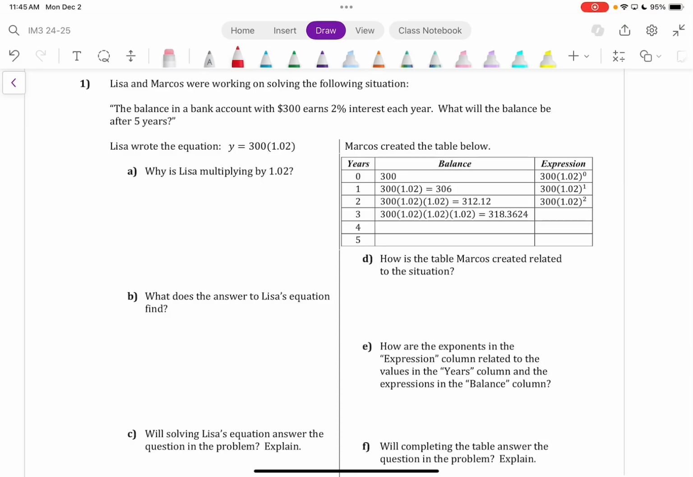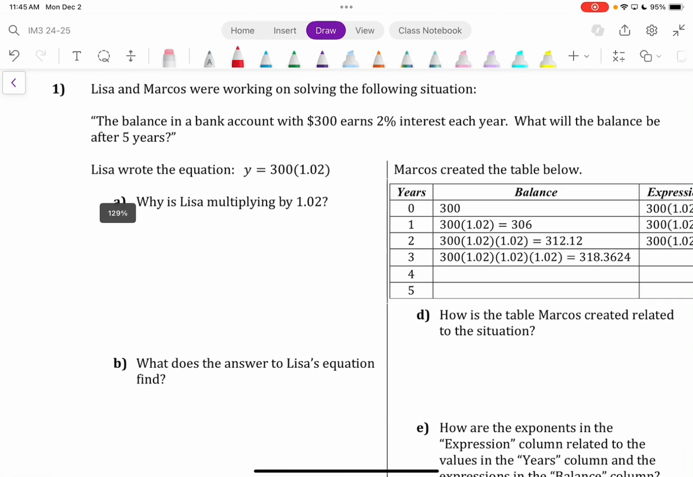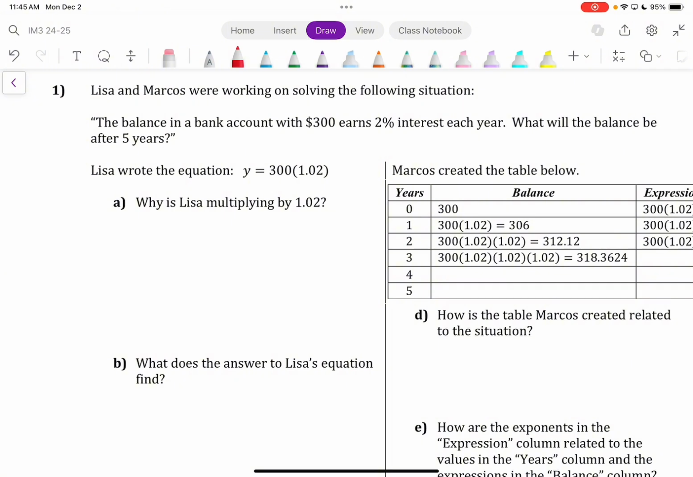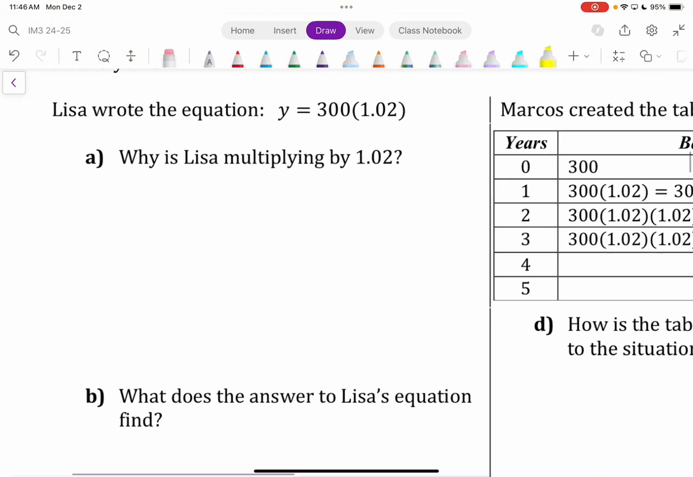Okay, so before I let you guys move on to the next question, I would like to go over part of this one just to make sure we're all on the same page of what I want you guys to accomplish or to learn from this example. Now, the task at hand, once again, was the balance in the bank account with $300 earns 2% each year of interest. Let me highlight that, 300 and 2% interest. What will the balance be after 5 years? Now, the first part of the question is looking at this equation.